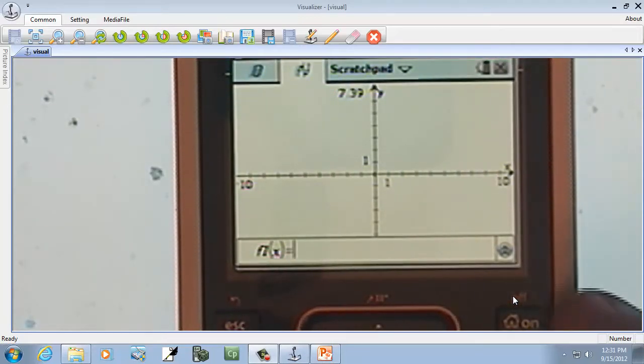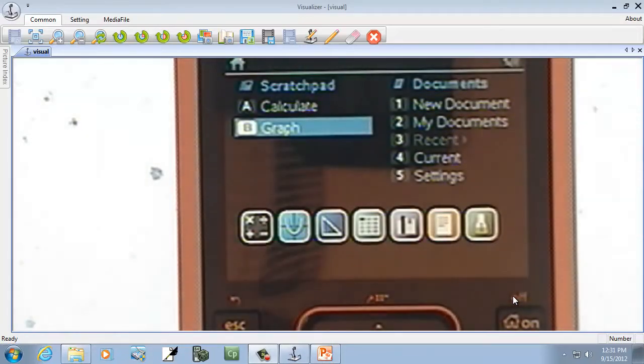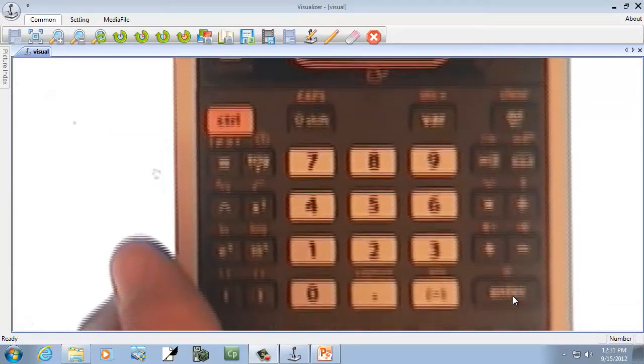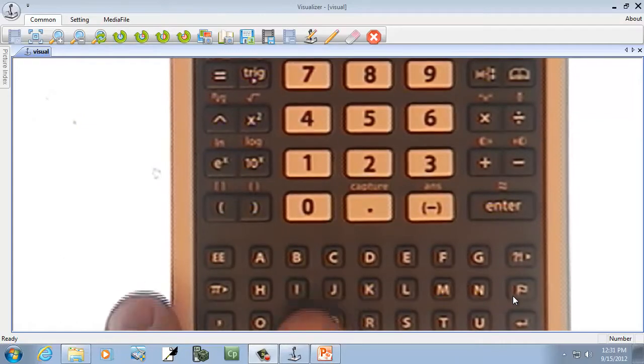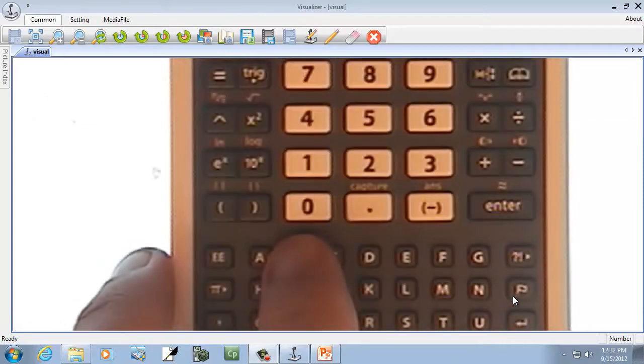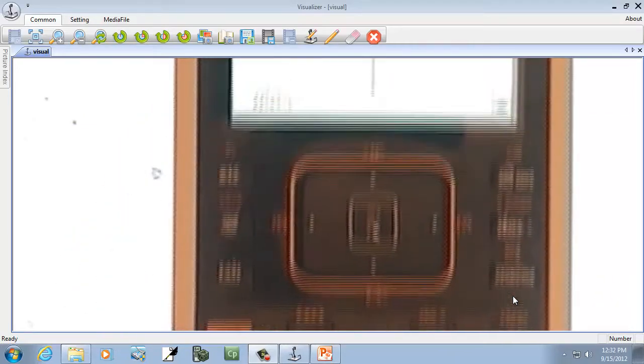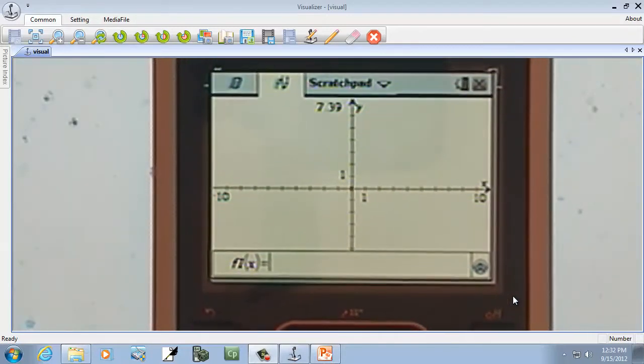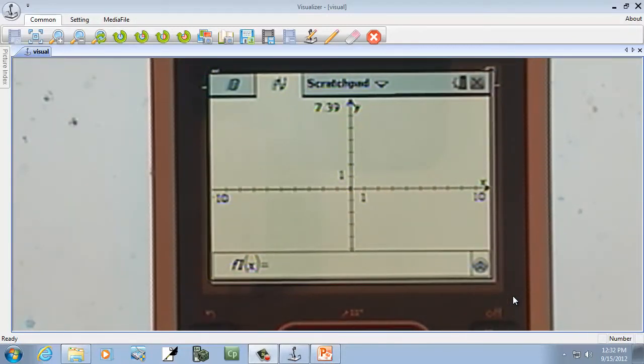Now, another way you could do that, let me press the home to go back, is you see the A and B that's before them? If I press B, that's clear down here on our calculator. If I press B, then that'll take me to graph. Okay. Now, since you're in the graph here, you should see f1(x) down here equals.